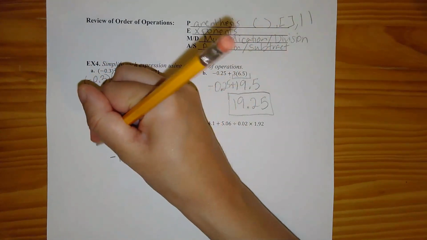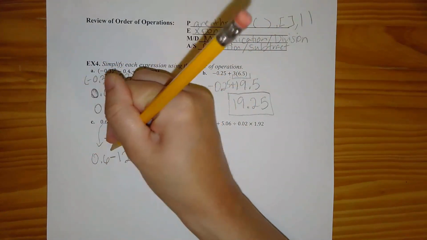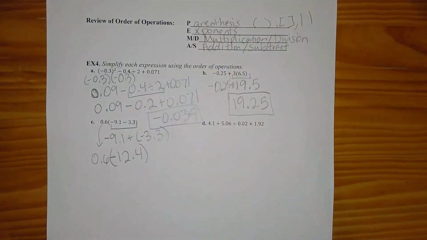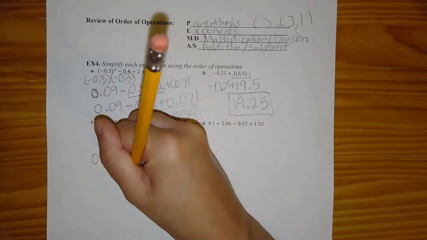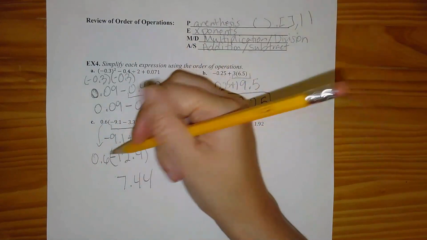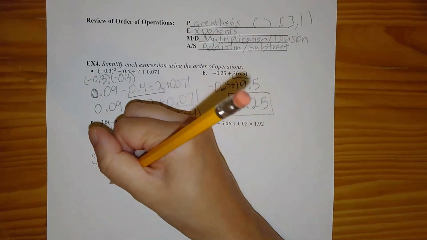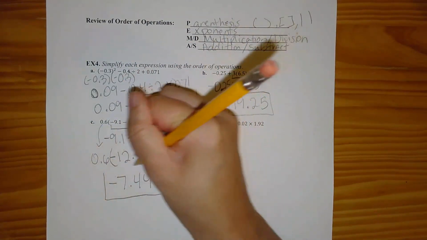Let's bring down our 0.6, so it's 0.6 times negative 12.4. And then you can multiply those together. 0.6 times 12.4, you're going to get 7.44. A positive times a negative will give you a negative answer. And you're done.